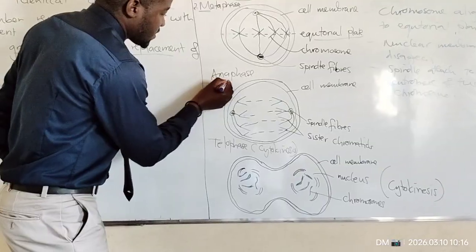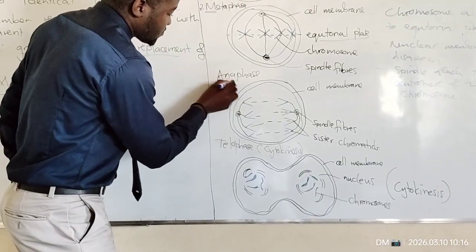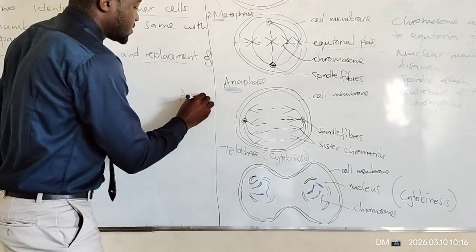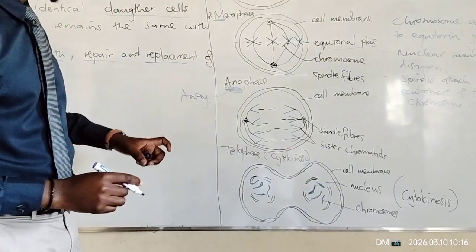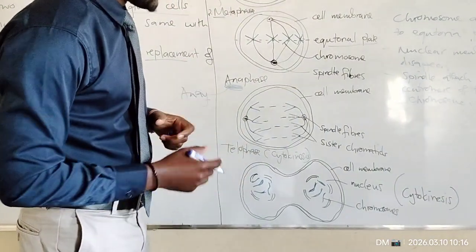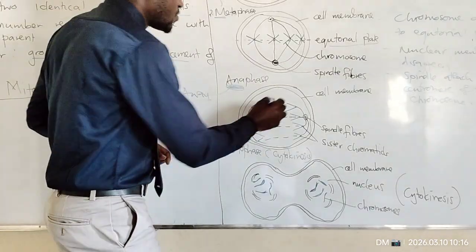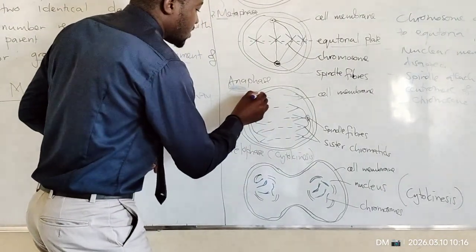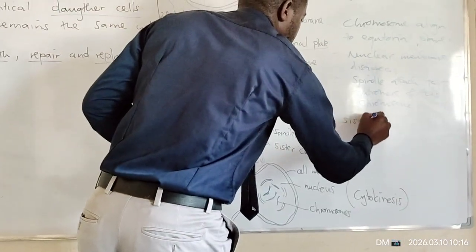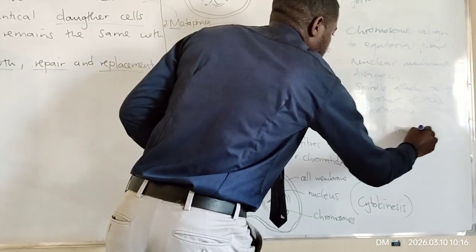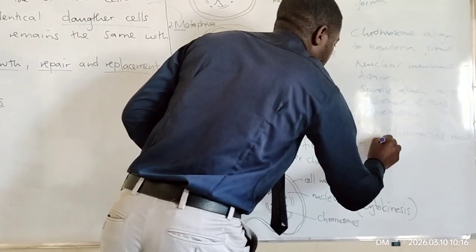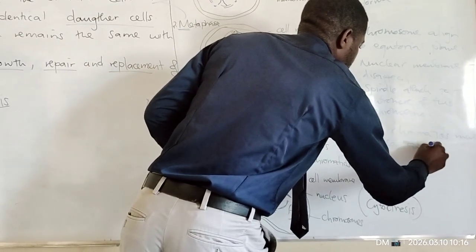In anaphase, for it to be easy for you to remember this, take A as for away. What happens here? Now, the chromosomes are separated at the center, and the sister chromatids are moving away from each other to the opposite poles. The other ones are moving to this pole, the other ones are moving to this pole. So, sister chromatids move to the opposite poles.